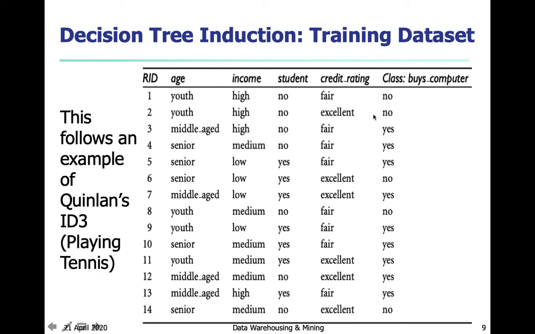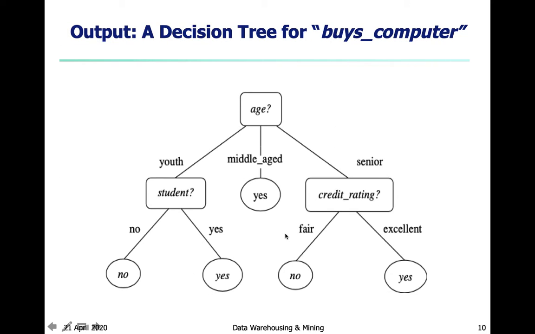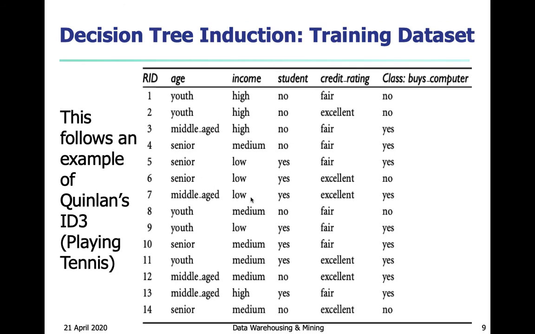So this is the training set we have taken for the example, and this is the decision tree based on the algorithm. We will discuss how we can represent the decision tree.